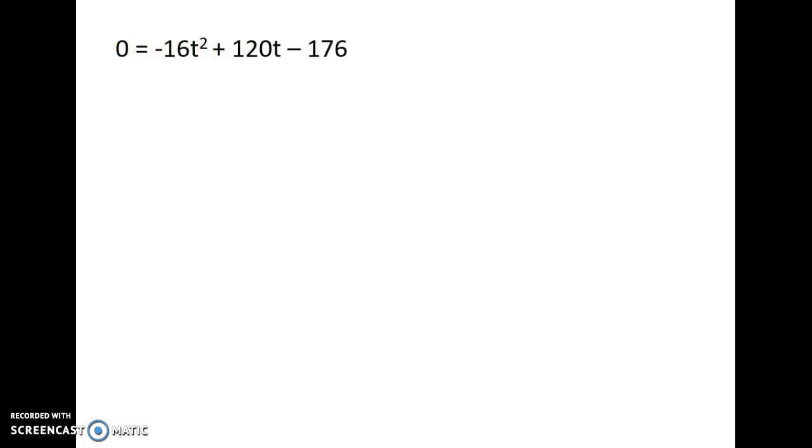And the first thing I notice is that there's a common factor here of 8, and actually I'm going to make it -8. So I'm going to factor out -8 from each of the terms here. And you can double check and make sure I did that correctly by redistributing. -8 times 2, -8 times -15, and -8 times 22. And since it's equal to 0 and I'm solving, my next step I like to do is to just go ahead and divide each side by -8.